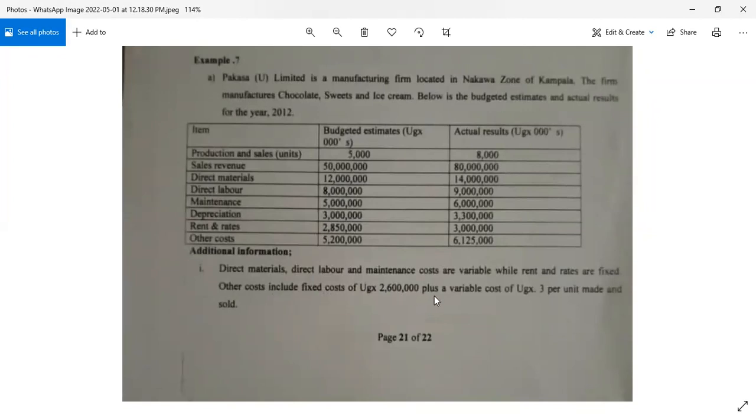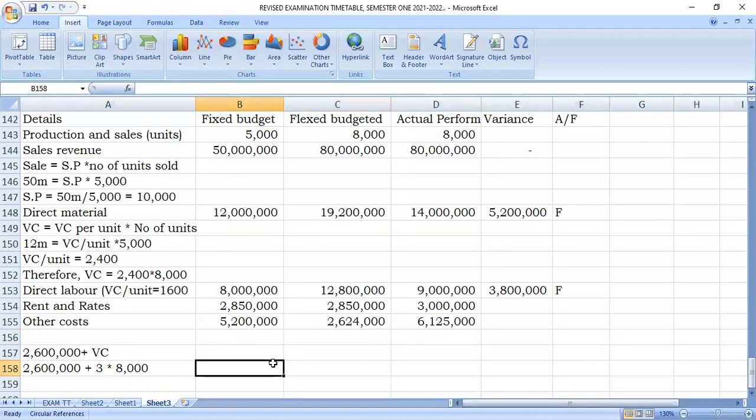Then on it, you add a variable cost of 3 shillings per unit made and sold. So the variable cost per unit is 3, times the number of units, 8,000, and you are good to go. Unless you have any questions, guys, that is how we flex budgets. Then you comment accordingly.